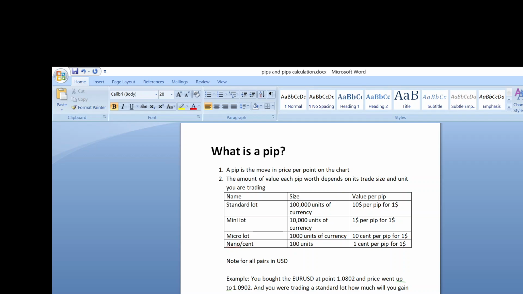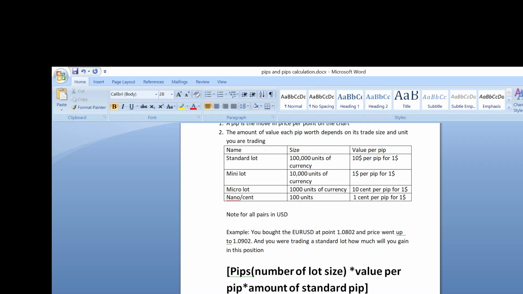Sorry for the mix up. Our pip is 100 pips. Our pip now times value per pip, that is our lot size. Let's assume we are using lot size 0.1. Let me redo it again. 100 times 0.1 times amount of standard pip.